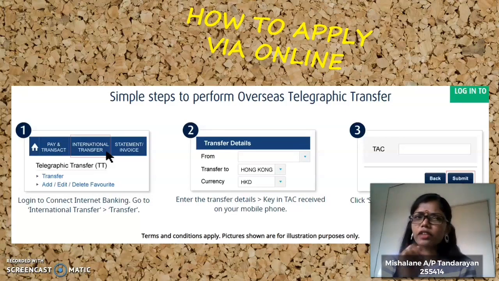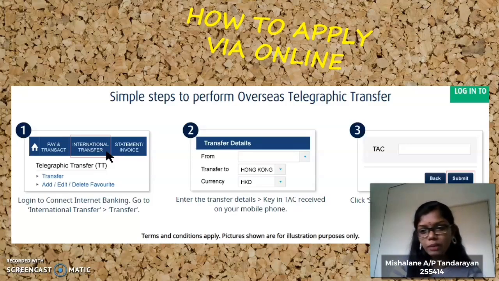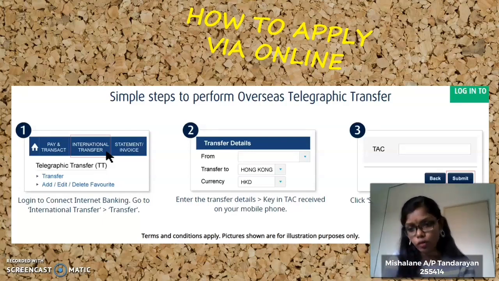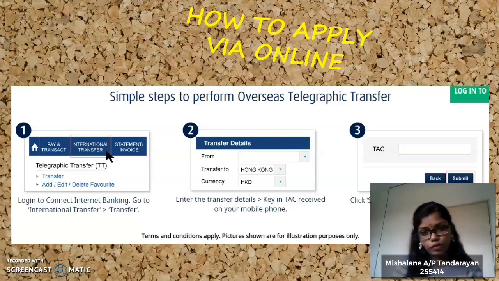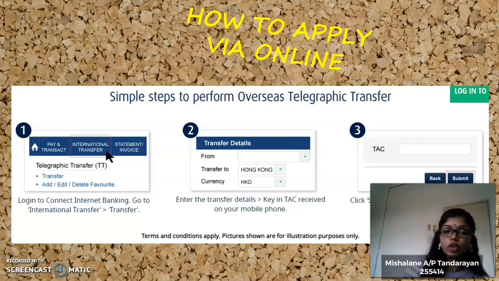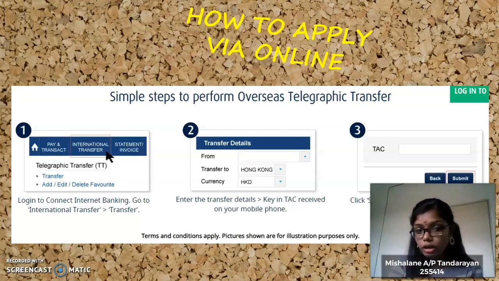Okay, first of all, if you are a Hong Leong Bank account holder, you have to open online banking. If you don't have online banking, you can't perform this telegraph transfer. You must have an account with Hong Leong Bank before you use a product of Hong Leong Bank. So first of all, you have to log in to online banking and connect with www.hongleongconnect.com.my. Then, once you are logged into internet banking, go to international transfer.